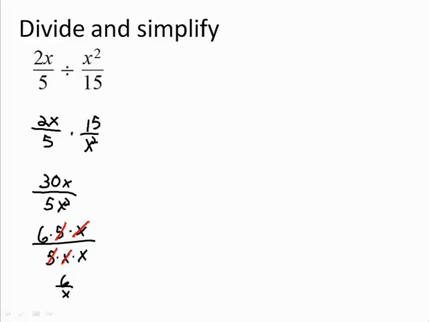This expression has to have the same domain as the original expression. You took an x out of the denominator, so x cannot be equal to 0. There's still an x in the denominator in the simplified expression, so there's no need to write that x cannot be equal to 0.